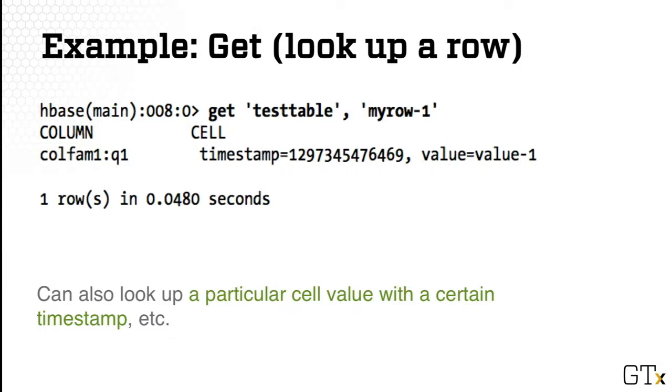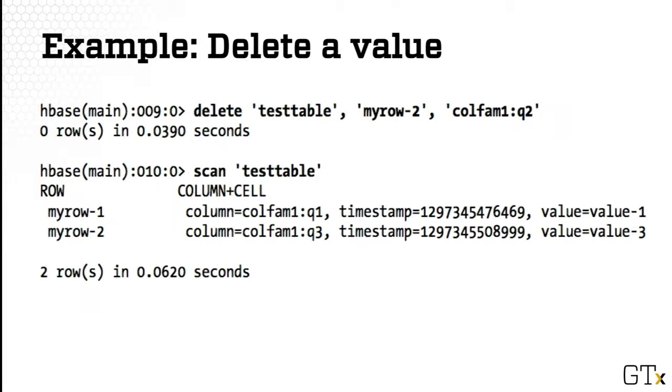You can, of course, also retrieve a cell or a particular version of a cell by adding column names, timestamps, and so on in the get command. To delete a record, you will use the delete command. Here we delete a particular cell value. This also completes quickly.